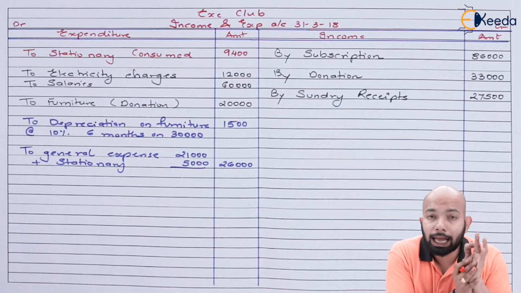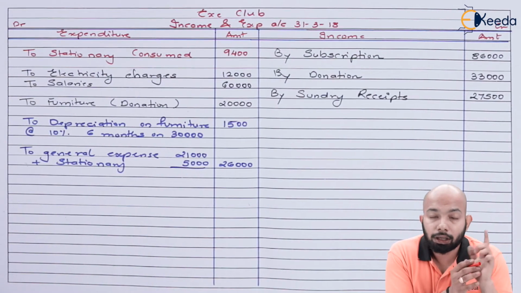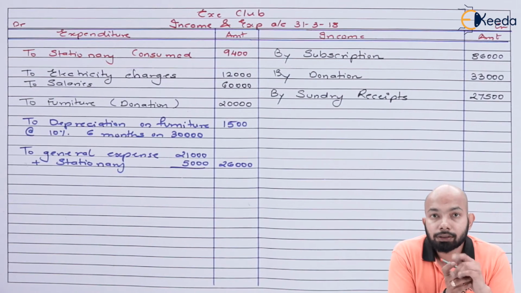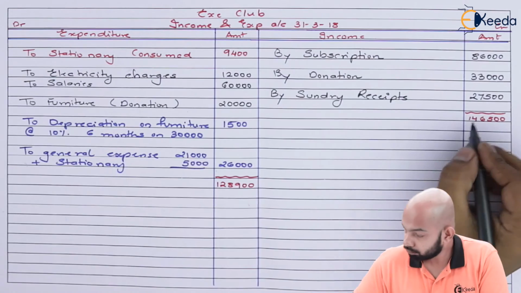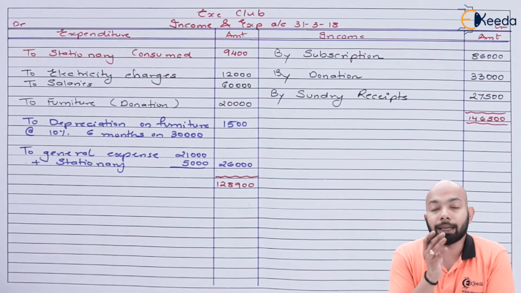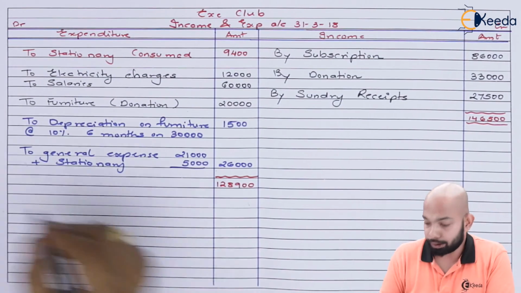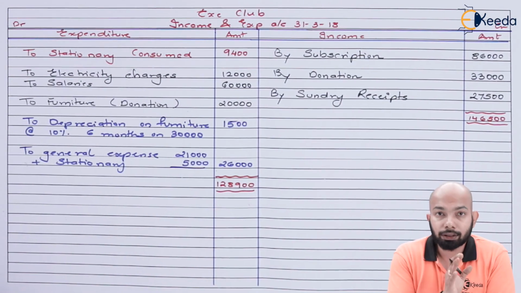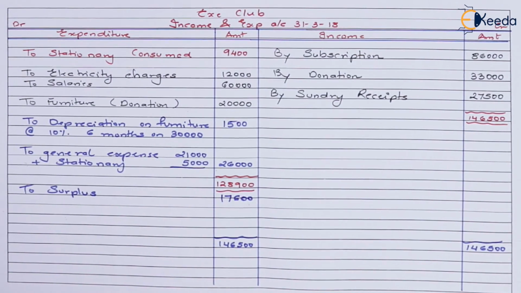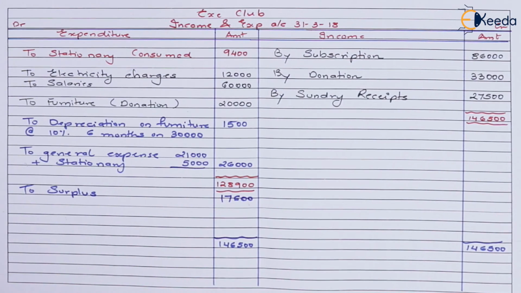Let's figure out whether we have a surplus or a deficit here. We'll start with the interim balance first. So the credit side shows 146,500 and the debit side shows 128,900. So that means it's a clear case of surplus here. So 17,600 being surplus will now be added to the capital fund, which is already given to us in the opening balance sheet.